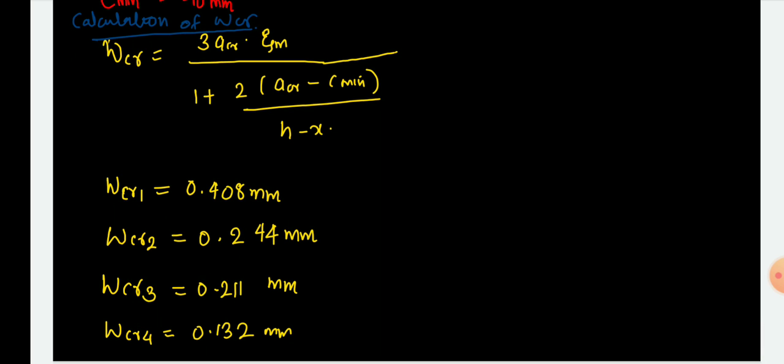But for all these cases, when you are writing for exam, you have to write for case A, w_cr is equal to 3 into a_cr. You have to substitute the value and then you have to find out w_cr. Step by step complete. And for case 2, w_cr is given by this equation and here a_cr is this, and you have to substitute all these values and then we have to find out w_cr2. Similarly for w_cr3 and w_cr4.